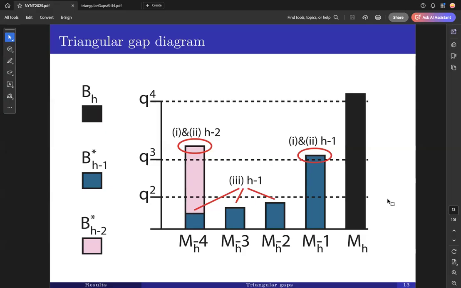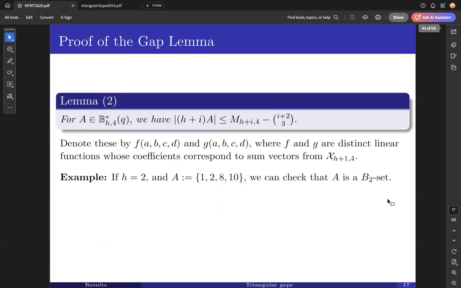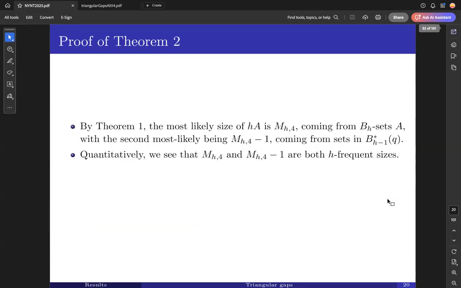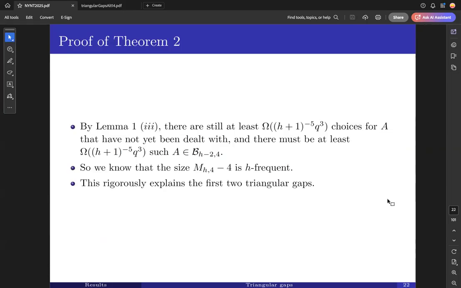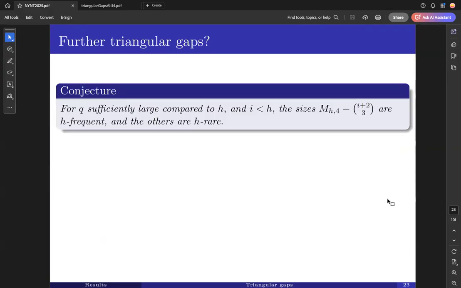And that's the main point of this. So that was the main idea. I apologize for a couple of very confusing typos. And that explains the first two triangular gaps. And then the reason I think this should keep working is I think you can just keep going and saying, well, then look at the h minus 3 critical sets. Those are going to occur. There have to be q cubed of them that have size maximum minus 10. And then anything from b sub h minus 3 star is going to contribute fewer than q squared.